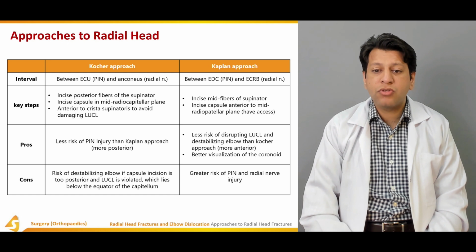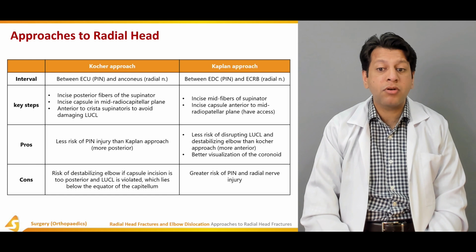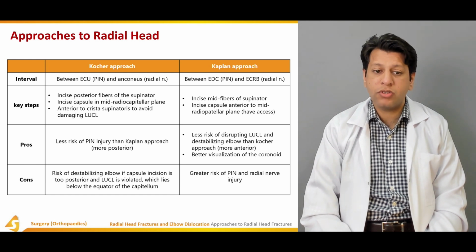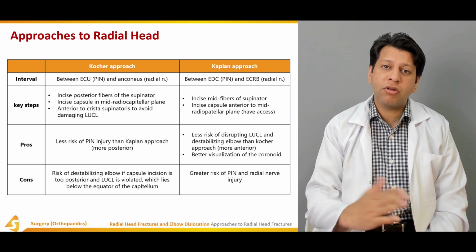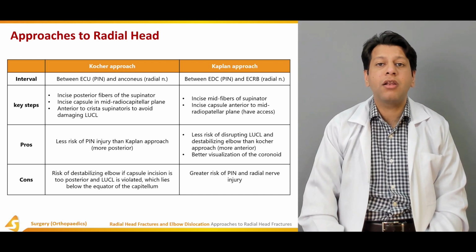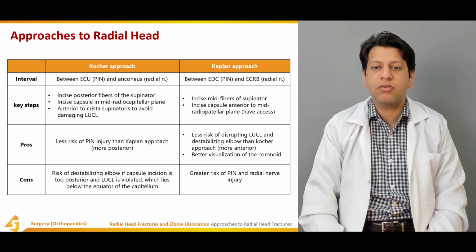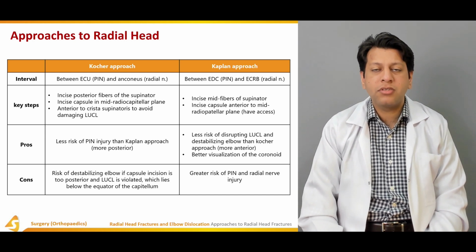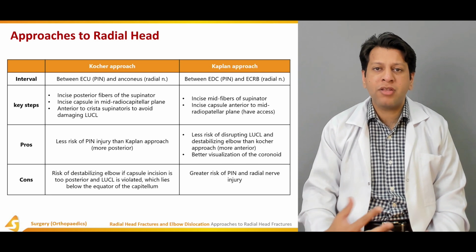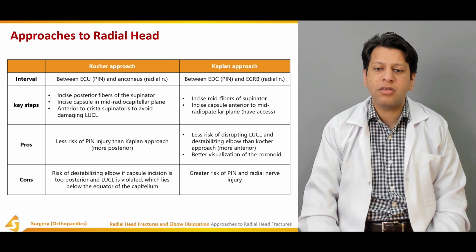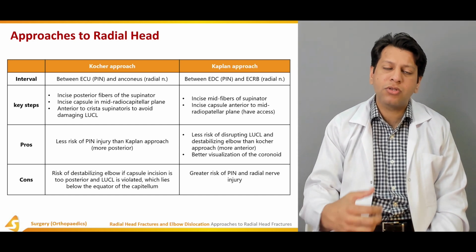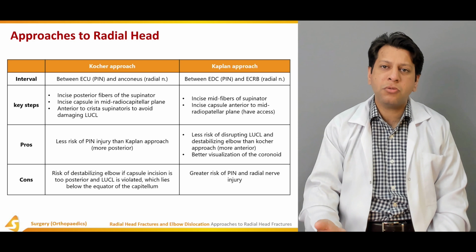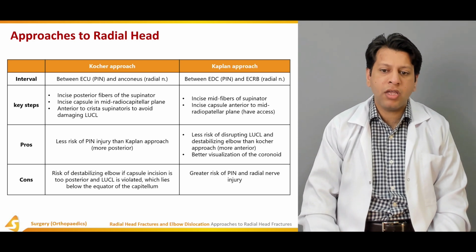Split the mid fibers of the supinator and incise the capsule anterior to the mid-radiocapitellar plane to have access to the elbow joint. What are the pros of it? Because it is more anterior lateral, the damage to the lateral ulnar collateral ligament is quite less. This means it's a more stable approach. Post-operatively, elbow instability and pain are decreased, and there is better visualization of the coronoid, because sometimes there are associated coronoid fractures as well, especially in the case of the terrible triad of the elbow.